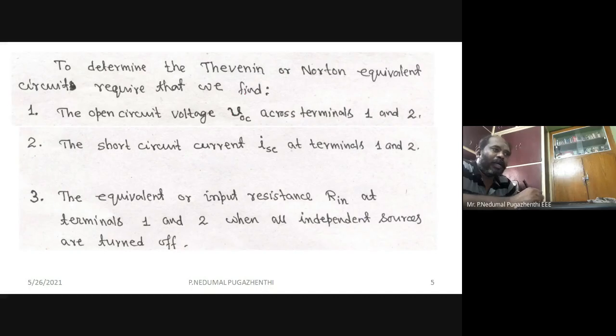Okay, so to determine the Thevenin or Norton equivalent circuit, the same steps are involved. We try to find the open circuit voltage. Then we will try to find the short circuit current. Whether it is Thevenin or Norton, we will do this. Then we will try to find the ratio between them. That will provide my input resistance, R_in.